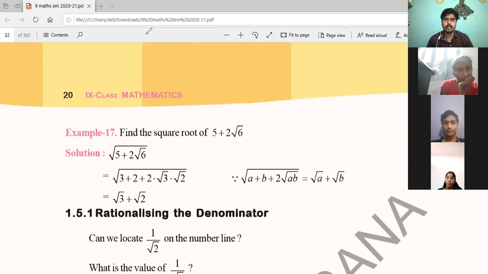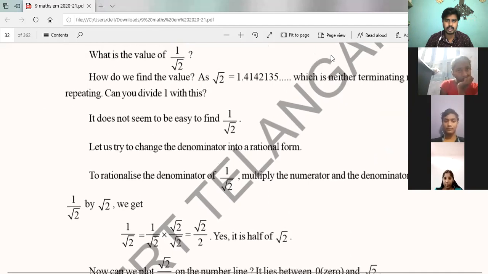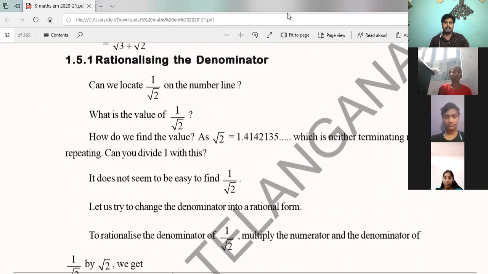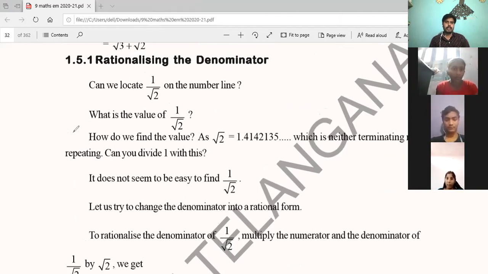Okay, that's enough. Next, one more concept: rationalizing, a very important concept. Rationalizing factor, rationalizing the denominator. Can we locate 1 by root 2 on the number line? What is the value of 1 by root 2? How do we find the value? Root 2 is equal to 1.4142135 and so on, which is neither terminating nor repeating.